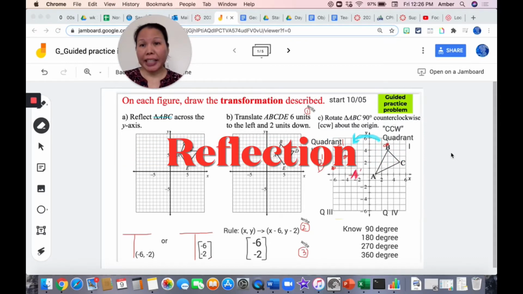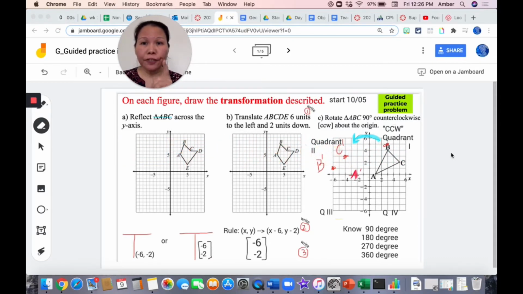Starting out your guided practice problem set, on each figure, draw the transformation described. Look at A. It's a reflect triangle ABC, and I cross out ABC on purpose to make sure that you know when we don't have a triangle, and remember a triangle has 3 sides. So when we don't have a triangle, we cannot call it a triangle.